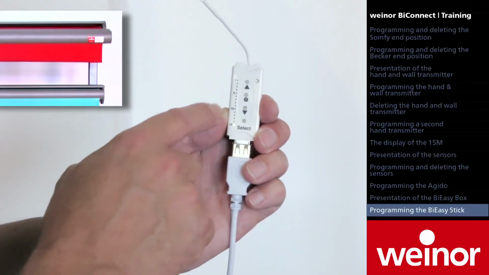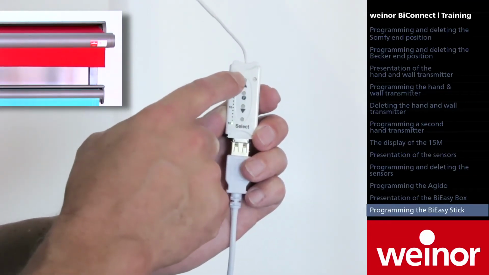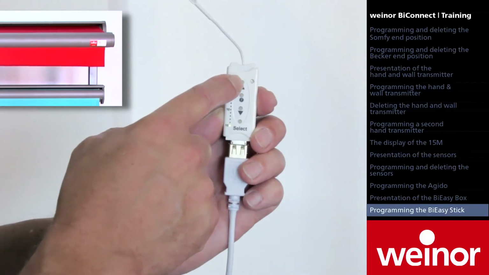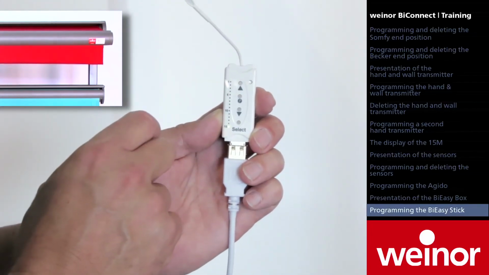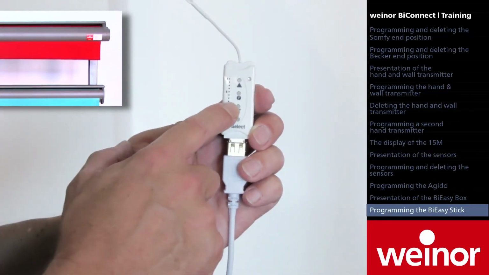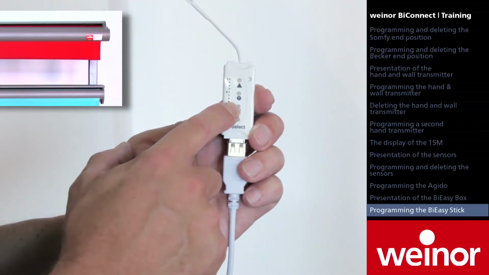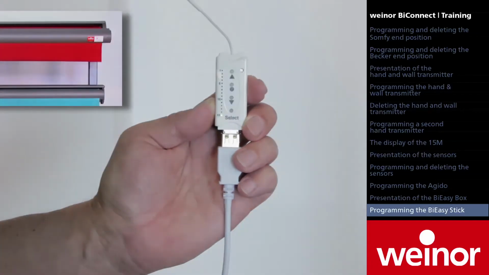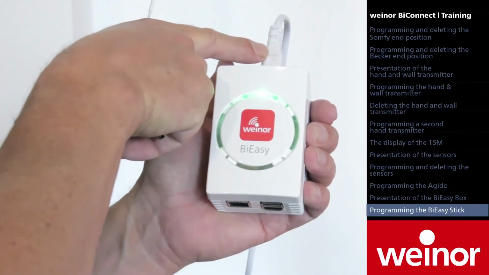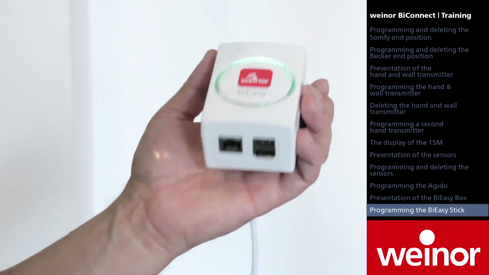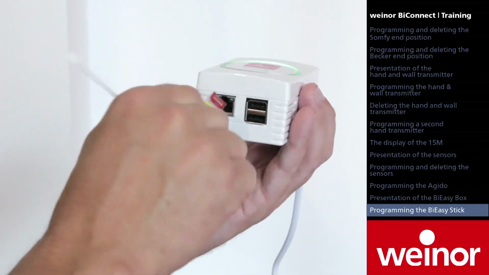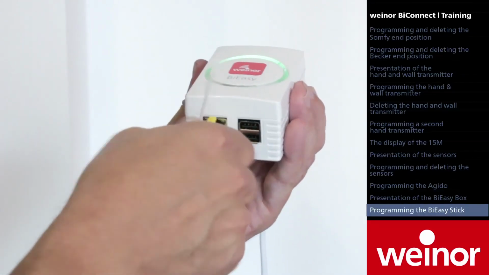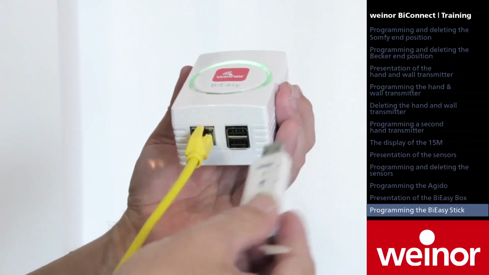Press the retract button while running in. The awning will acknowledge with a brief stop. Press the extend button while ascending. The programming is now completed. Please connect the BiEasy box to the power supply, then connect to the router using the LAN lead included in the delivery, and plug the programmed-in stick into the BiEasy box.